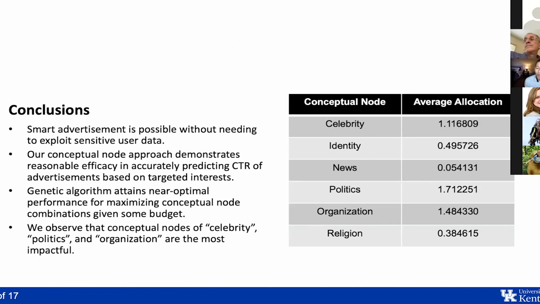And what we found was that the conceptual nodes of celebrity, politics, and organization did notably better in terms of average allocation among the subset of high-performing advertisements than identity, news, and religion. I was surprised and also not surprised at the same time with regard to the underperformance of the news conceptual node in terms of being allocated for effective advertisements on Facebook, but I think it's interesting nonetheless. So in closing, we believe that smart advertisement is in fact possible without needing to exploit sensitive user data, and our approach demonstrates that to some degree.